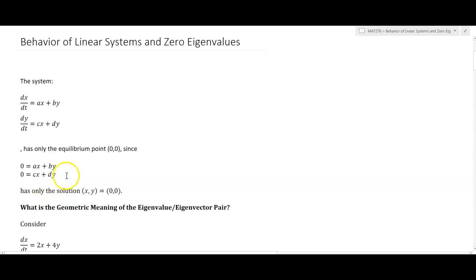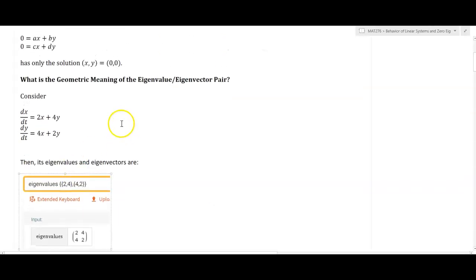One of the things that we want to get at is whether there is some sort of practical implication behind what the eigenvalue-eigenvector pair means. So first of all, let's consider this system: dx/dt equals 2x plus 4y and dy/dt equals 4x plus 2y. We could compute its eigenvalues and eigenvectors by observing that the coefficient matrix A will be 2, 4, 4, 2. And as a reminder, if dx/dt comes first and dy/dt second, your x coefficients come first and then your y coefficients.